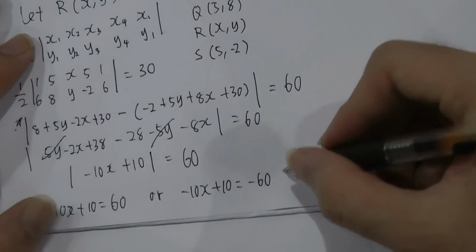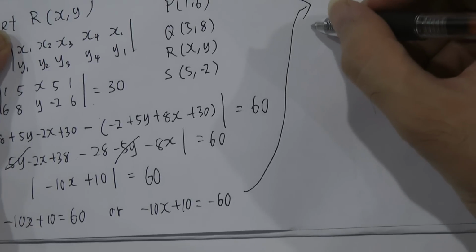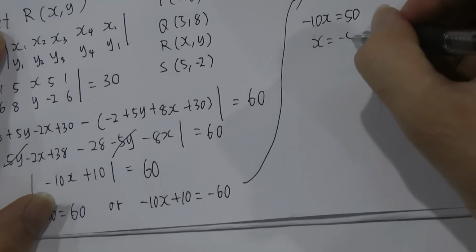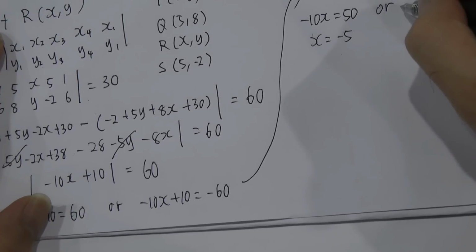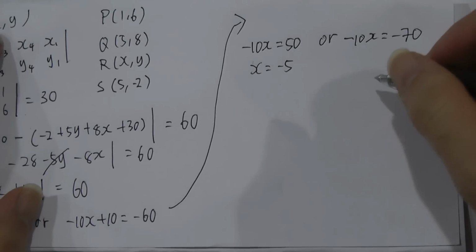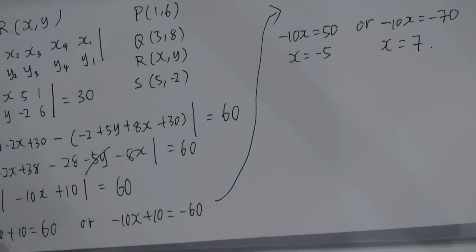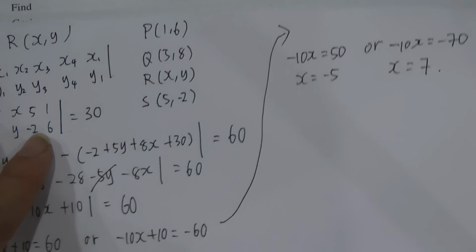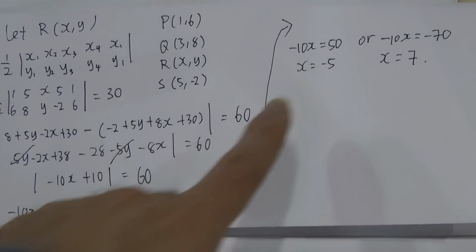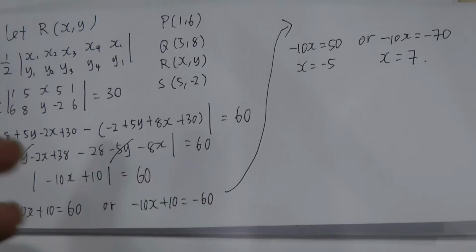Therefore, I continue here. Negative 10x will equal to 50, x will equal to negative 5, or negative 10x will equal to negative 70, and then x will equal to 7. I just move from here to here. Due to not enough space, I zoom out a bit. Negative 10x plus 10 equal to 60, so I just move the plus 10 here, become minus 10, so x will become negative 5. And then this one, negative 70 divided by negative 10, you got 7.